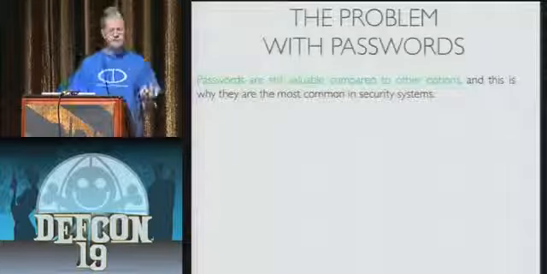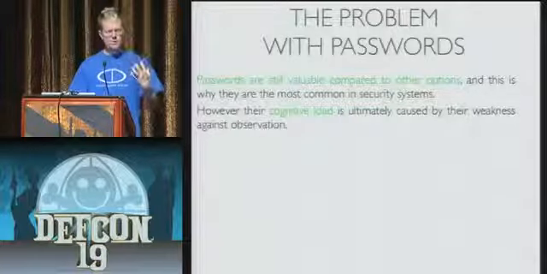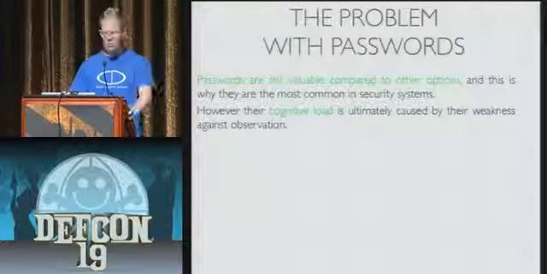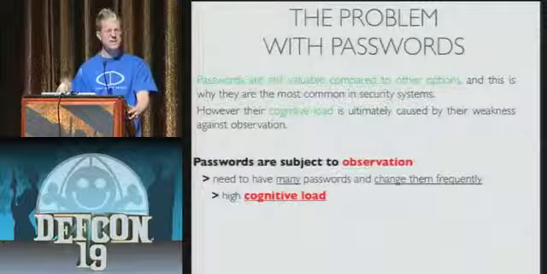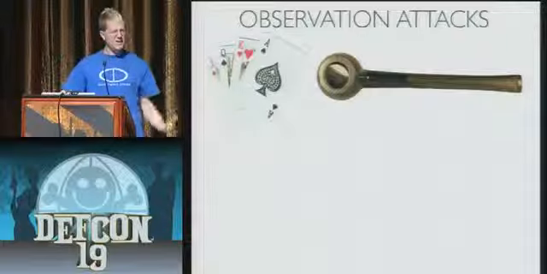So even though they're still valuable and they're going to be with us, the big weakness is the fact that cognitive load causes people to reuse them, and they're now even more weak against observation. You need to have many of them, and you need to change them frequently, because they can be lost so easily. And observation is a classic attack.